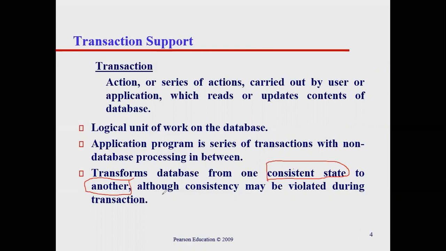Although consistency may be violated during the transaction, sometimes there can be a problem. For example, if you go to the ATM machine and you have 1,000 riyals and you withdraw 300 riyals, how much money will be left in your account? 700. Okay. In case you make the transaction of 300 riyals and it shows 700 riyals, but the ATM machine does not give you the money. There's a problem with the ATM machine and it does not give you 300 riyals.